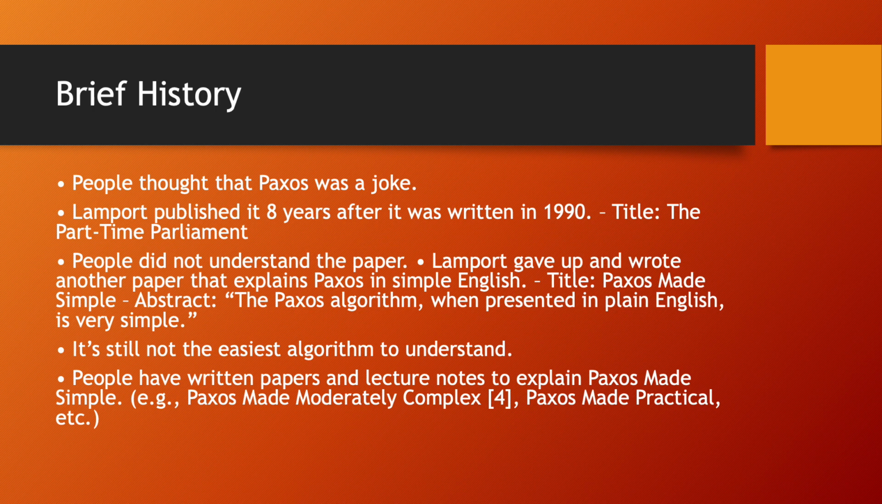Here is some bit of history again. So people thought Paxos was a joke. Maybe it was the very obscure nature of the paper and its storytelling. Lamport published it 8 years after it was written in 1990. The title is The Part-Time Parliament. People did not understand the paper, and still they don't. I think most of the people, they don't. So Lamport gave up and wrote another paper that explains Paxos in simple English, called Paxos Made Simple. It's still not the easiest algorithm to understand, unfortunately. People have written papers and lecture notes to explain Paxos Made Simple, like Paxos Made Moderately Complex, Paxos Made Practical, etc.